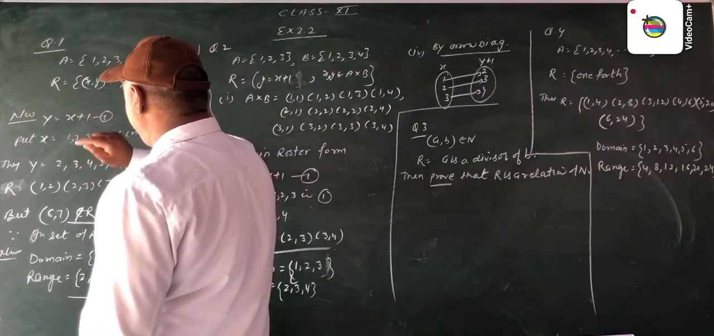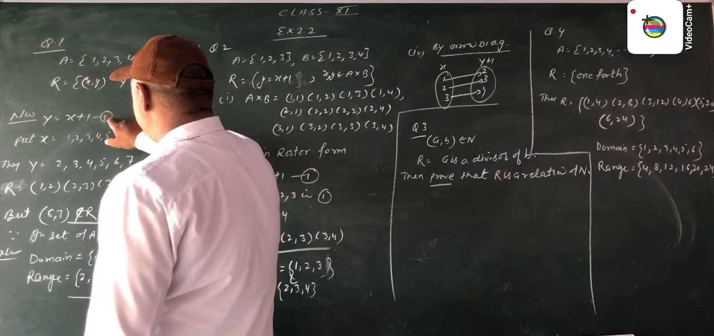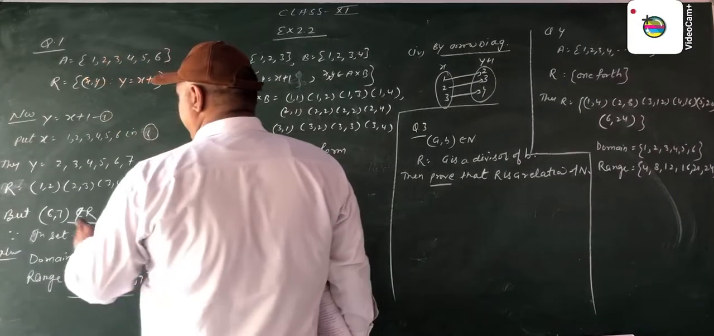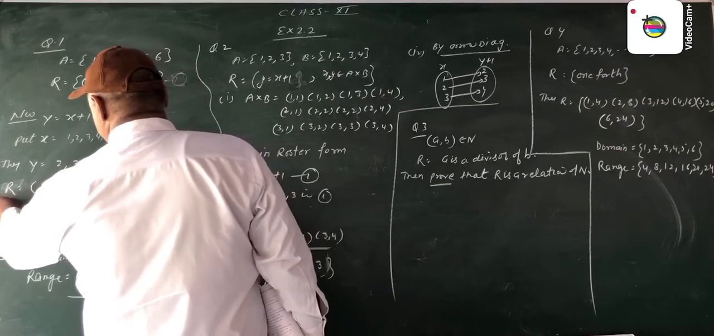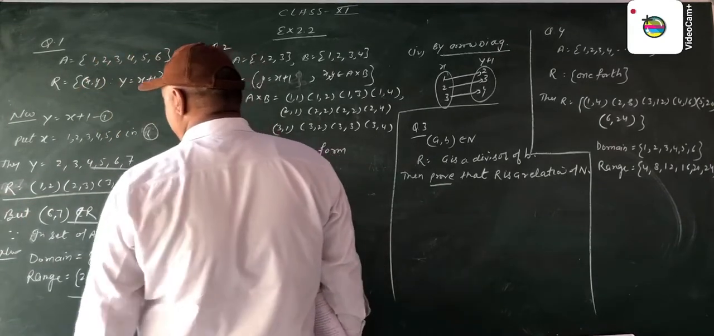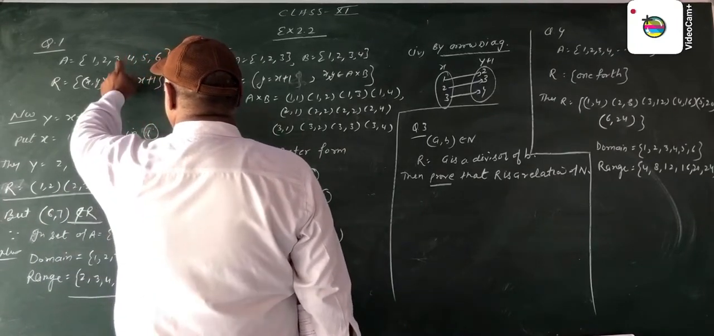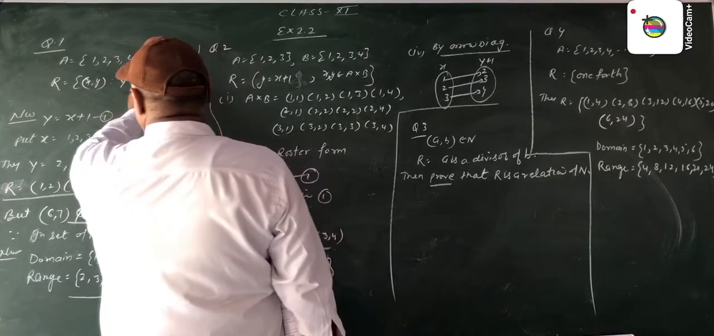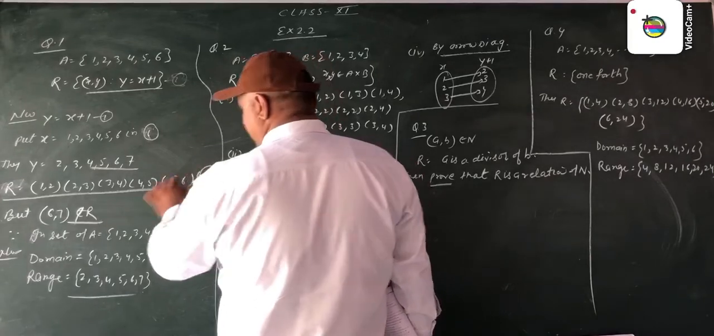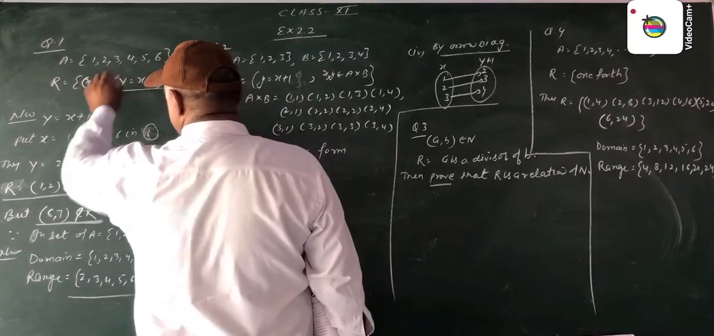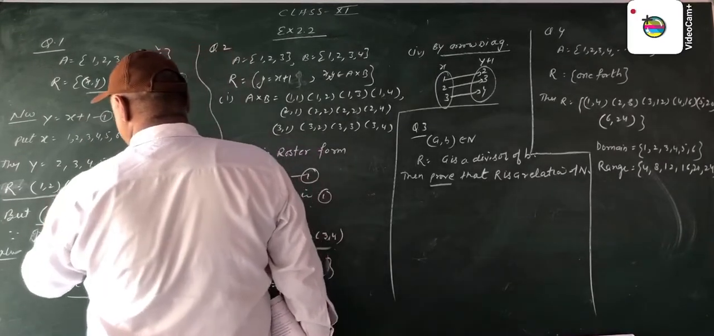y equals x plus 1 is the given relation. We put the values x equals 1, 2, 3, 4, 5, 6 in this equation. Then the values of y are 2, 3, 4, 5, 6, 7. These pairs 1,2; 2,3; 3,4; 4,5; 5,6 belong to A, because the set is given and the relation elements belong to A. But the element 6,7 does not belong to A here, because the last value is 6, but here the relation has 6,7.